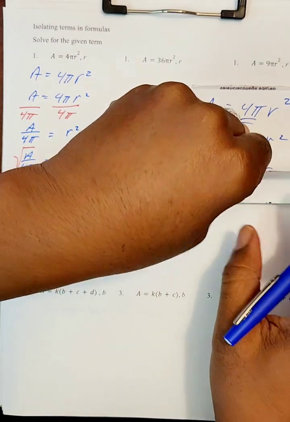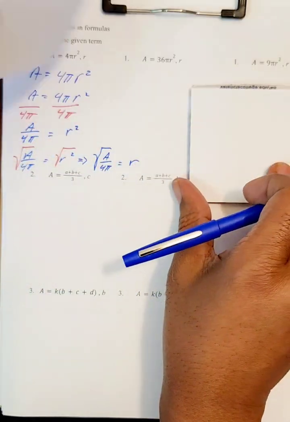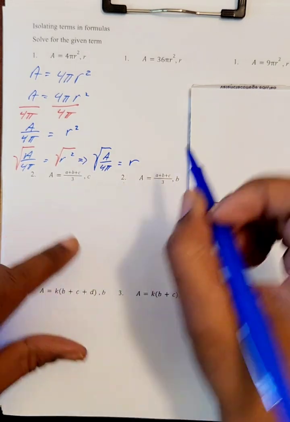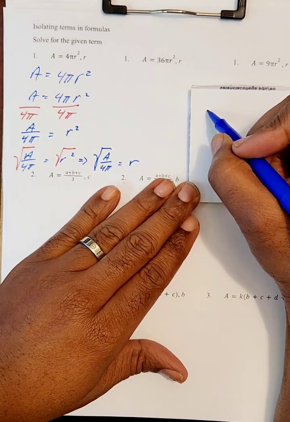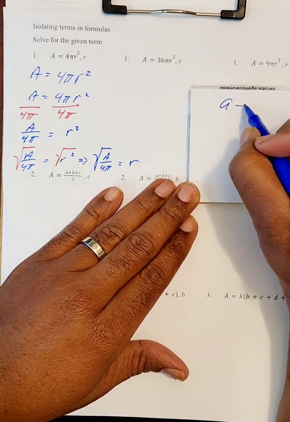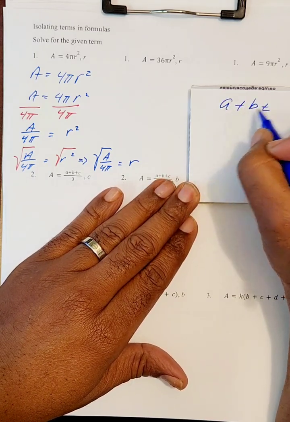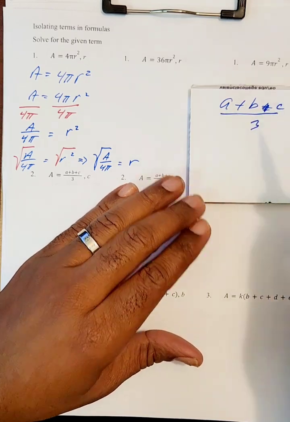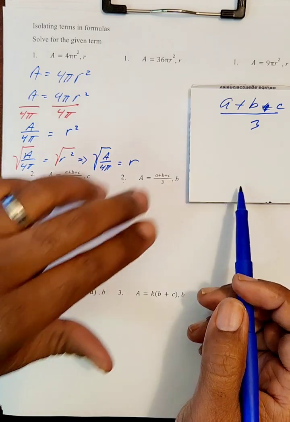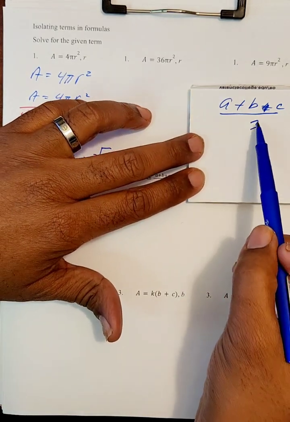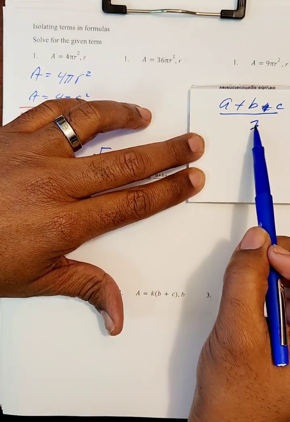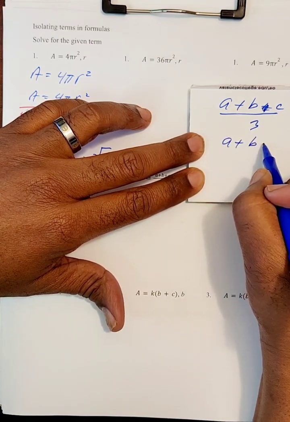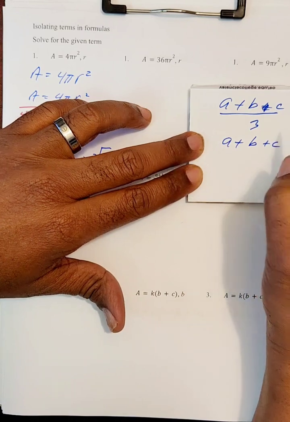Okay, for the next one, we're solving for c, so we want to isolate the c. Now what's going on with c? There's a plus b plus c, and then there's division of a 3. Okay, as we work this out, the order, we're going to get rid of the division first, the dividing 3, so we can use multiplying 3. So when 3 goes away, we'll be left with a plus b plus c.